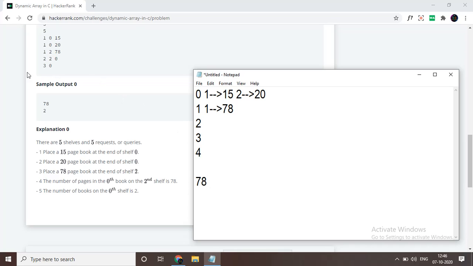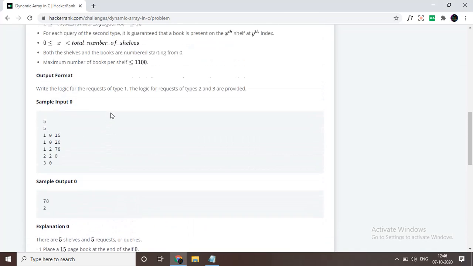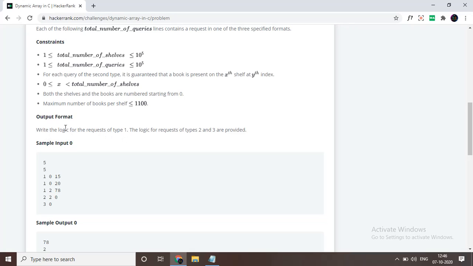Then 3 0. 3 0 means how many books are in shelf 0? There are 2 books. Then the output is going to be 2 here. In this way, this program is going to work. Just observe the output format here.